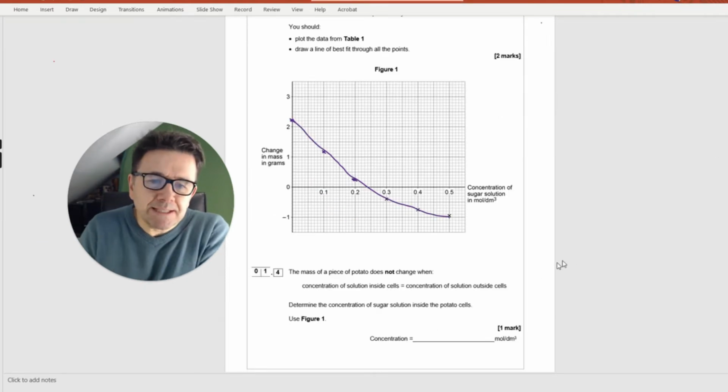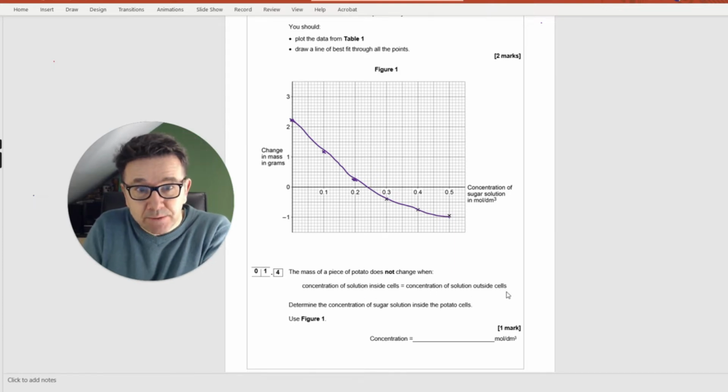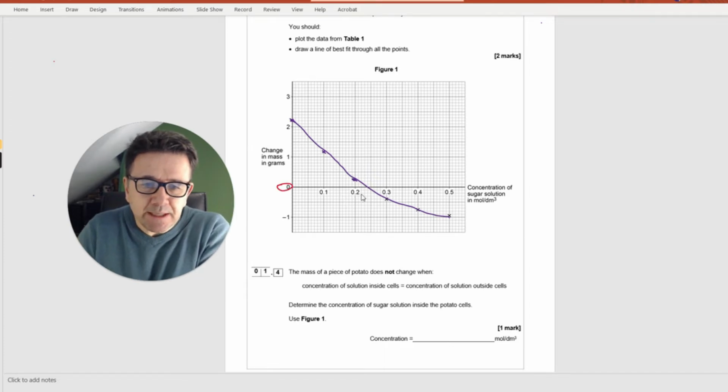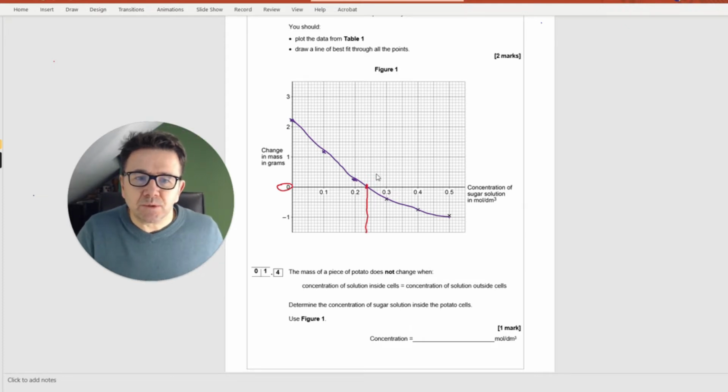It then says the mass of the potato does not change when the concentration of solution inside the cells equals the concentration of solution outside the cells. So there is no change in mass. So determine the concentration of sugar solution. So we're basically looking at this point here, 0. And what you need to do is get from your line of best fit wherever it bisects that line, and in this case it's 0.278, 0.28. So whatever your line showed, that is the result that you would give.